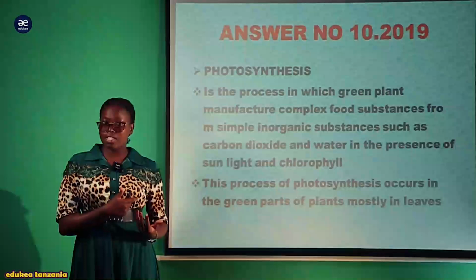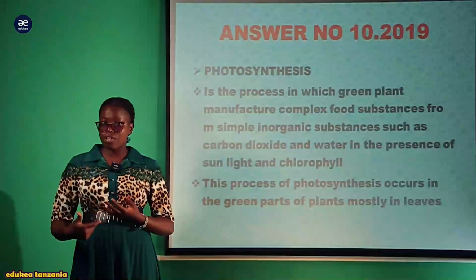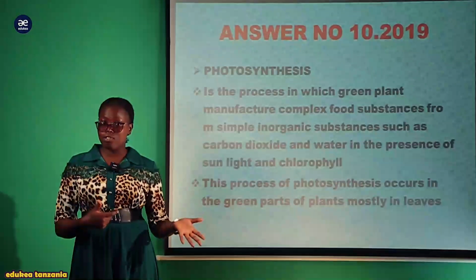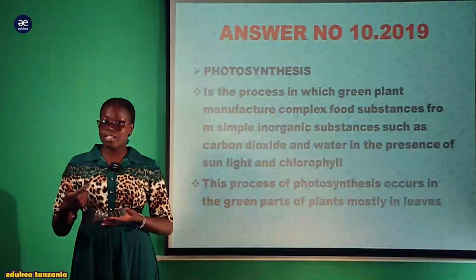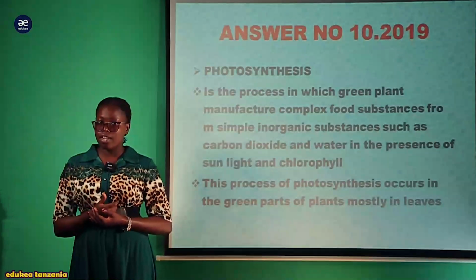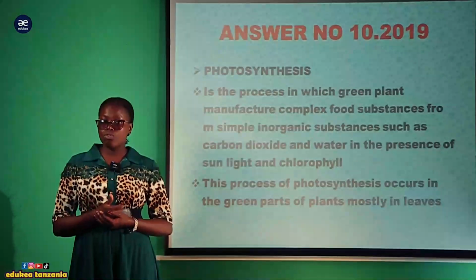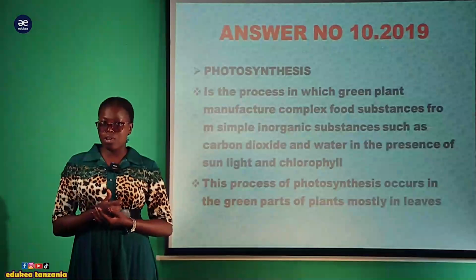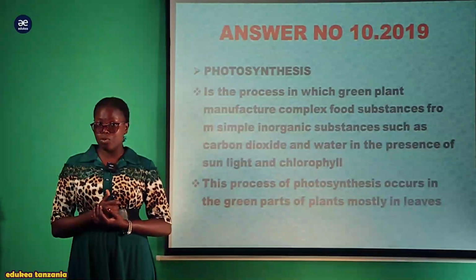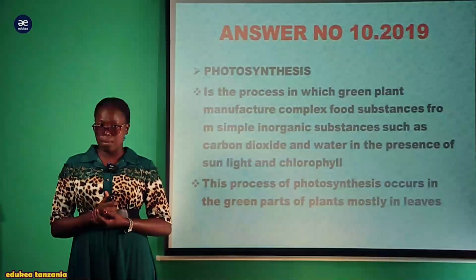Leo swali imeweza kutoka katika nutrition in plant, you never know. The coming one inaweza kuja katika food processing. The another one katika digestion. It's one of the very important topics for you to cover and to understand so that you can get a good performance in your Form 2 and your Form 4 examination.